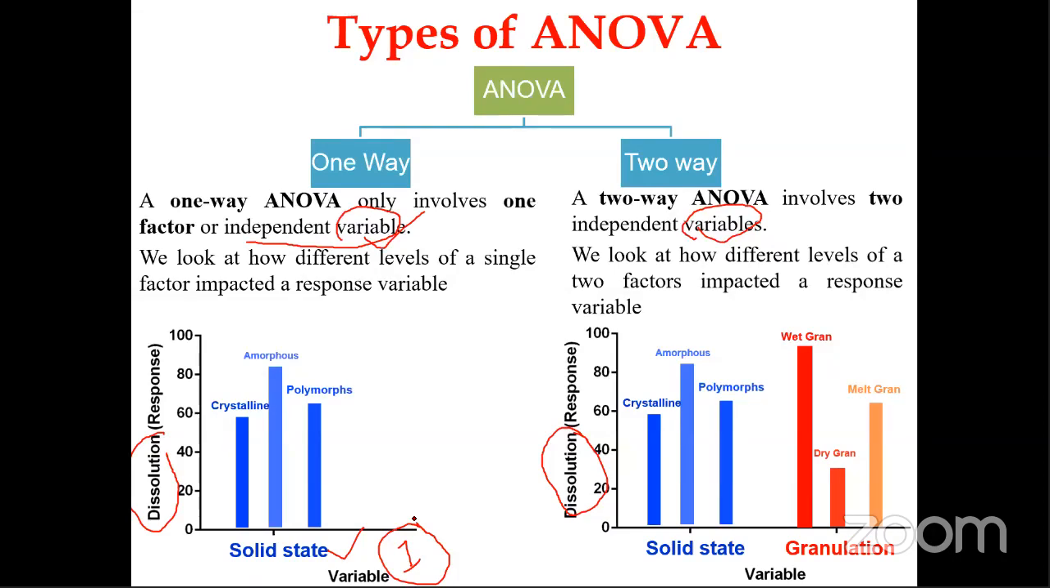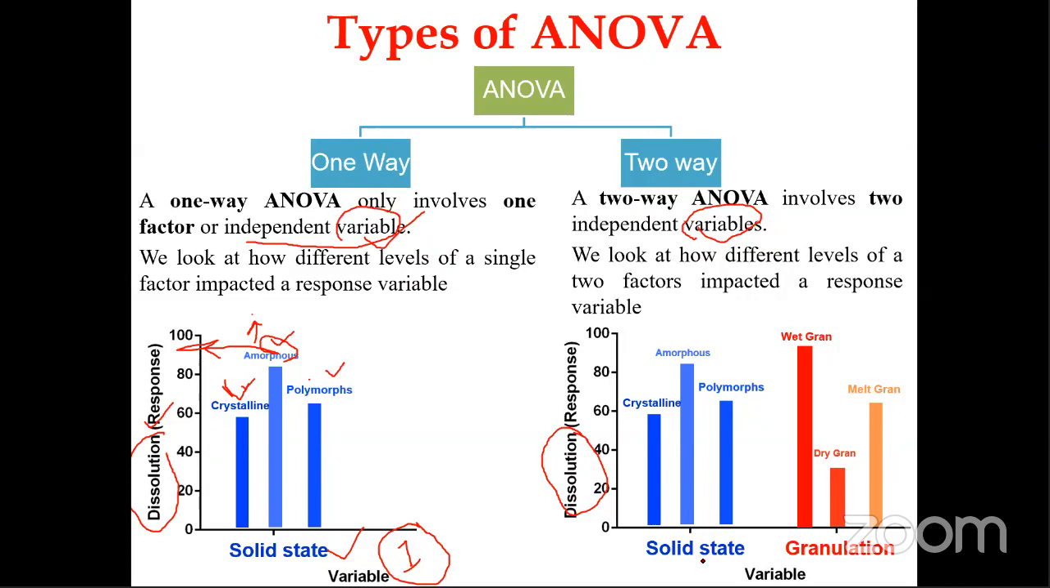You have studied this in physical pharmaceutics. Solid state is of different types: crystalline, amorphous, and polymorphs. Crystalline solids have less solubility, amorphous have more solubility, and you want to study what the dissolution profile is. When there is more solubility, obviously the dissolution is also more. That is one-way ANOVA, or one variable.